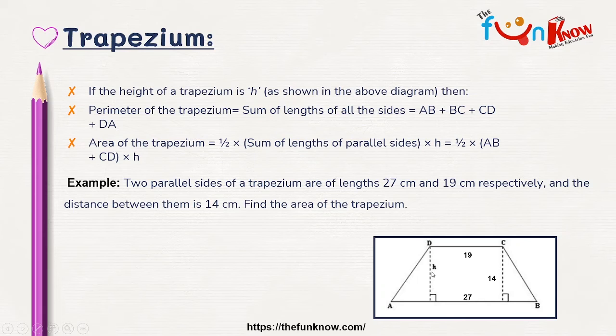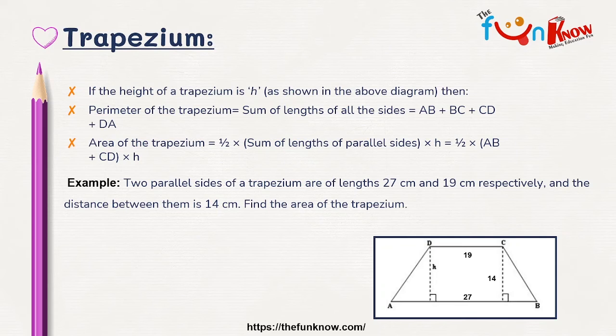Now students, here is an example. Here the 2 parallel sides of the trapezium are 27 and 19. As given in the figure, we can see AB will be 27, DC will be 19 respectively, and the distance between them, that is h, is given over here. Distance between them is 14 centimeters. You have to find the area of trapezium. How are we going to do this, students?